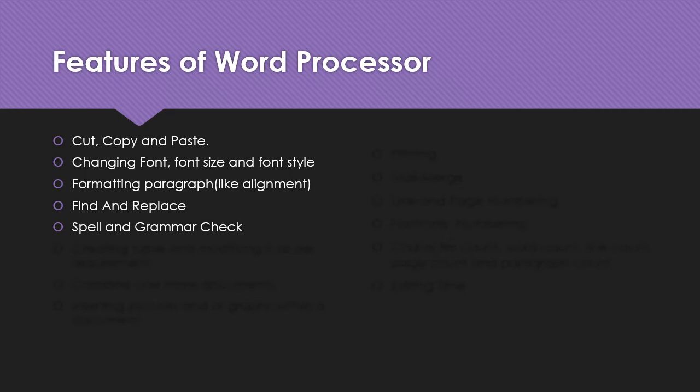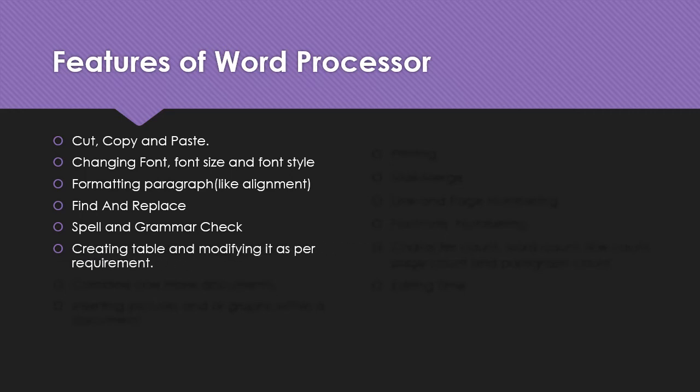Spell and grammar check. Yeah, that is also a good feature. If there is a wrong spelling, you can check it and you will see that the wrong spelling is underlined with red color, and you can see grammatical mistakes are also checked. So it is a great feature, spell and grammar check.